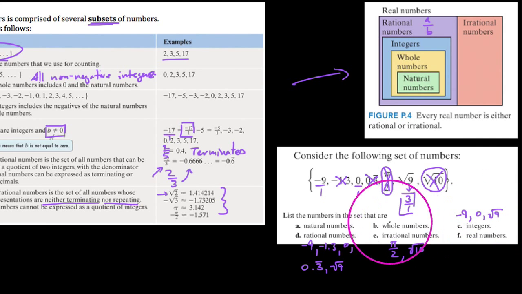Okay. So now let's boil it down to whole numbers. What is the difference between an integer and a whole number? Well, a whole number is kind of like an integer except it can't be negative. So carrying these over here, we could say, well, -9 is now out of the running. We say, well, 0 and the square root of 9, we're going to consider those to be whole numbers.